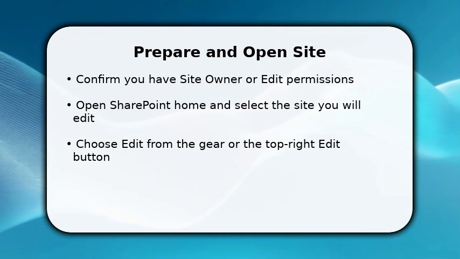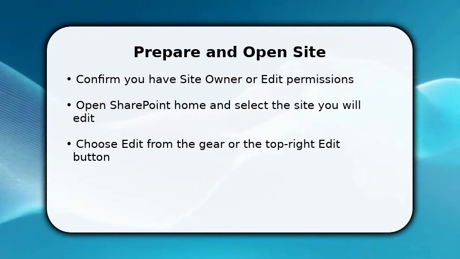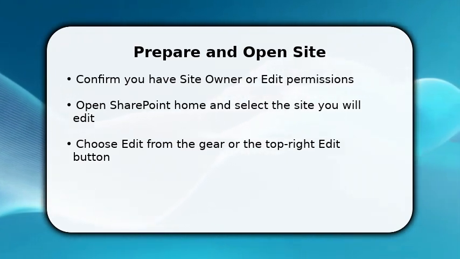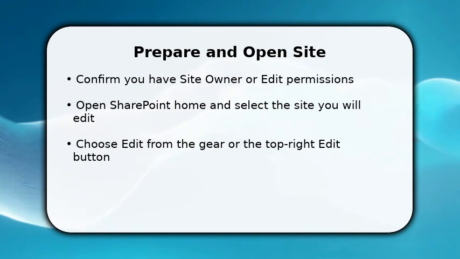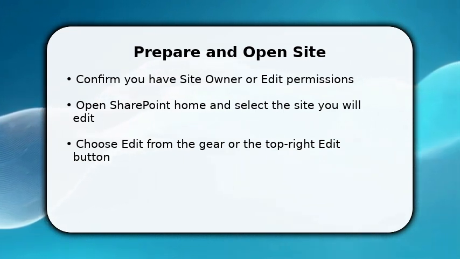You start by confirming you have site owner or edit permissions, so changes will save. Once confirmed, open SharePoint Home and click the exact site tile you want to change. Then, make sure you use the site's edit control in the top right or through the settings gear. This enters page edit mode immediately.